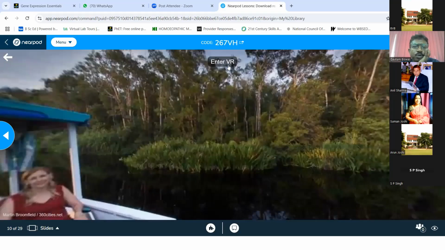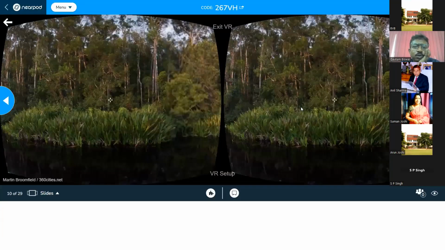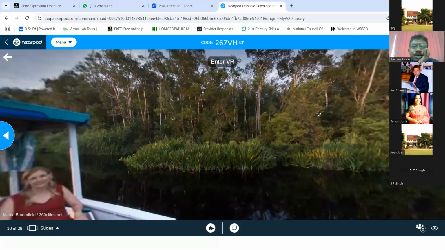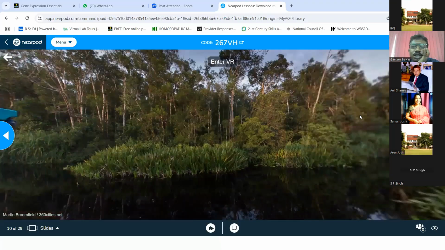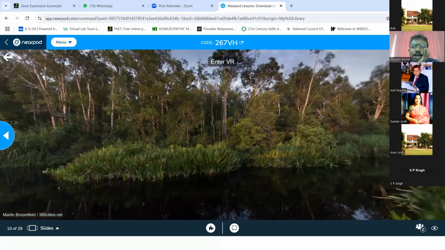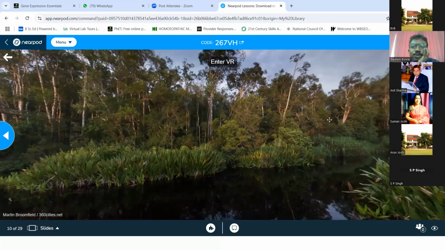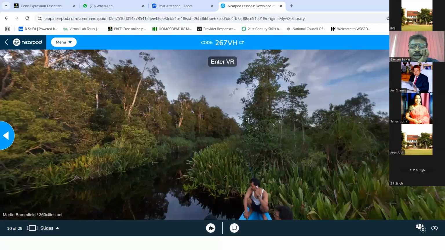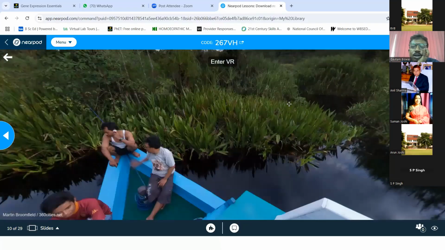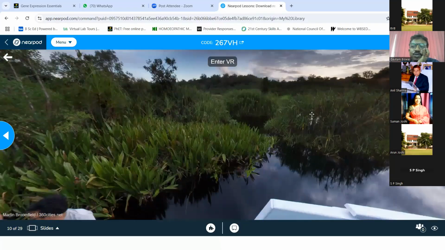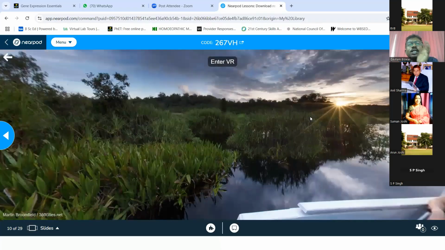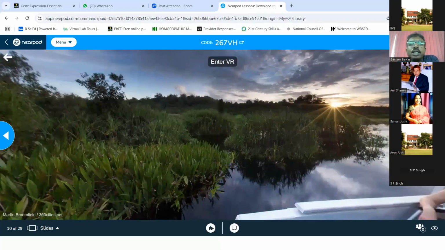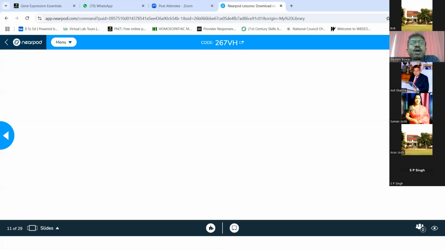Enter VR mode. So a typical rainforest, and you can go to a typical rainforest and show how the rainforest is, and this entire forest is providing food by photosynthesis, and these are the people who are watching in a boat and doing some research work. So this VR and other things are all already incorporated in the lesson. You have only to use them in a proper way in order to make the students understand.